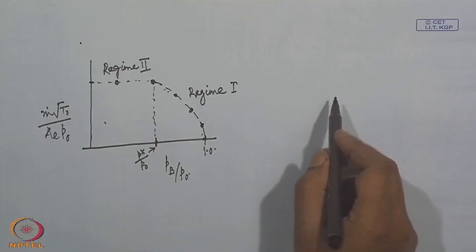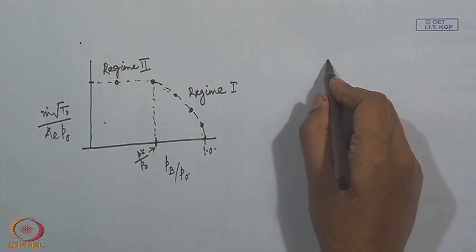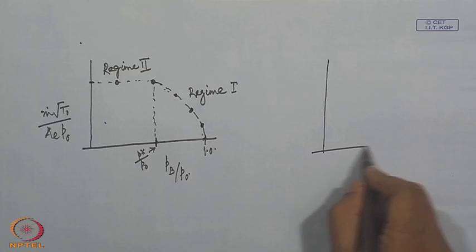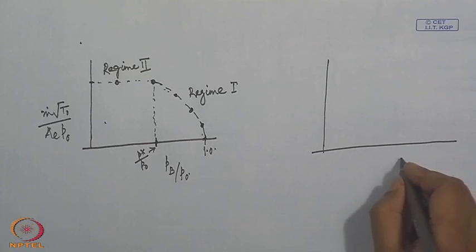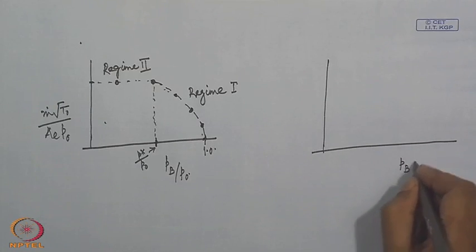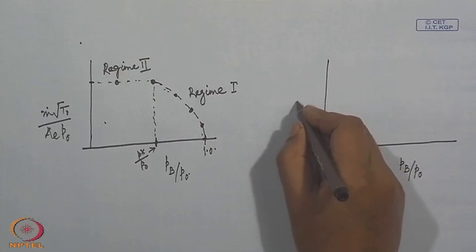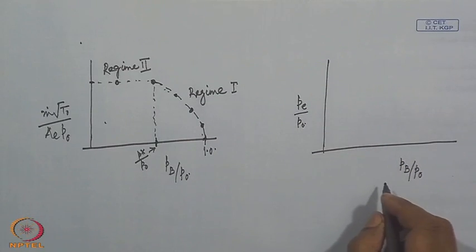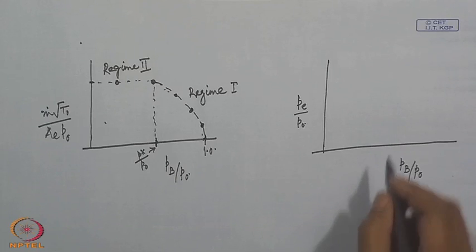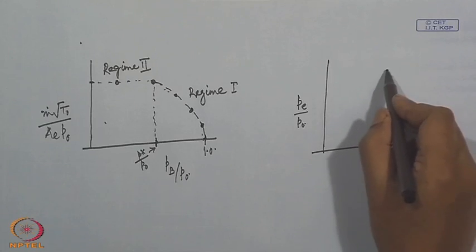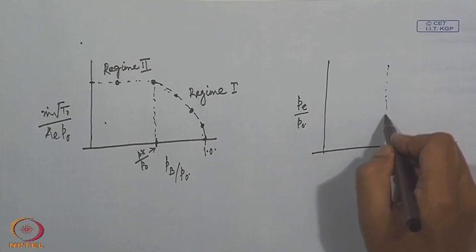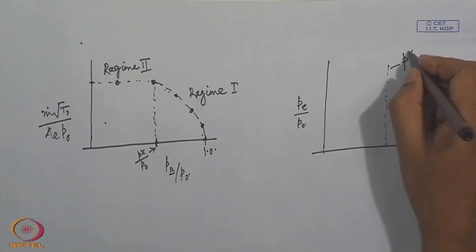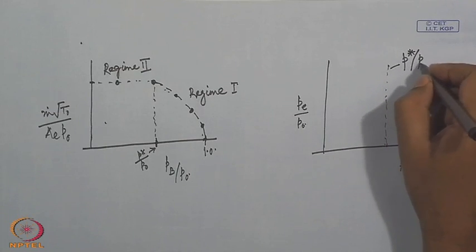We can also see a relationship between the exit pressure and the back pressure. Let us say this corresponds to P star by P 0.